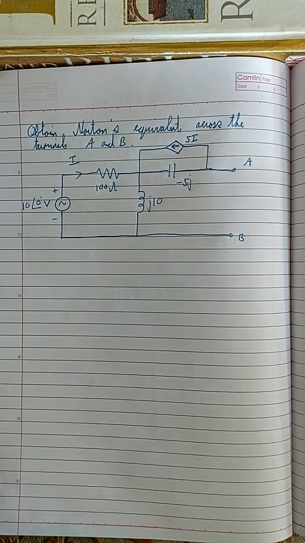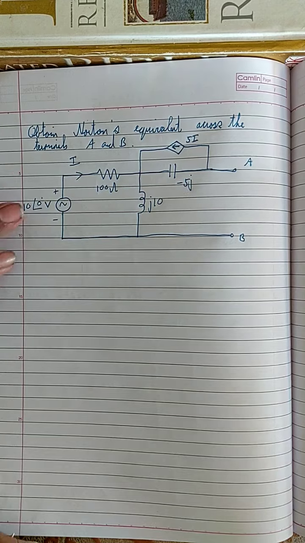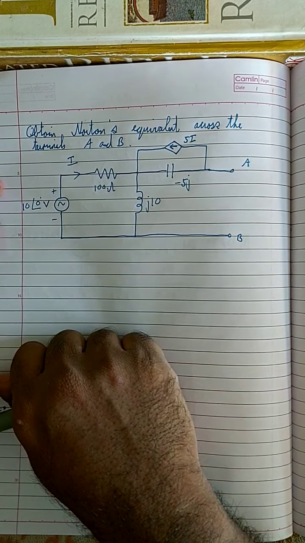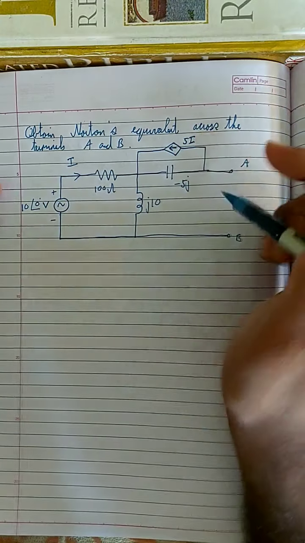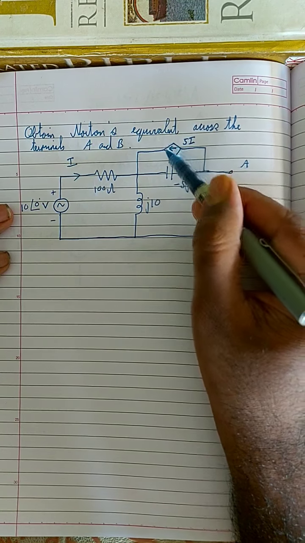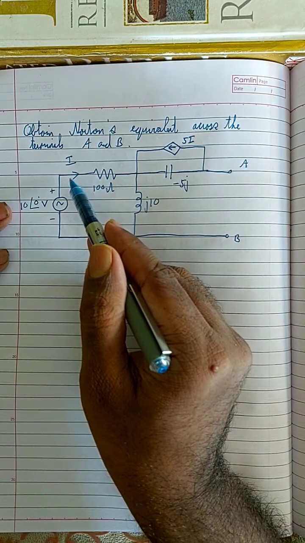Hi students, so now let's do this next question. In this question you are asked to find the Norton's equivalent, and here also you can see that this circuit has a dependent source. This is a dependent current source, 5I, and what is I? I is the current through this branch.